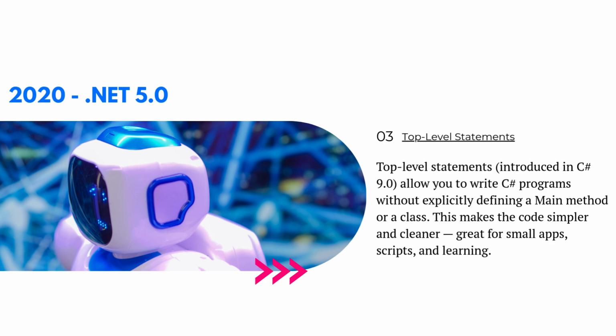Top-level statements, introduced in C# 9.0, allow you to write C# programs without explicitly defining a Main method or a class. This makes the code simpler and cleaner, great for small apps, scripts, and learning.